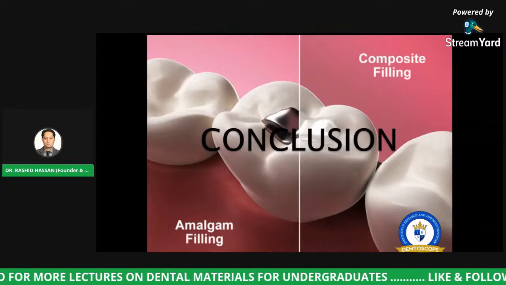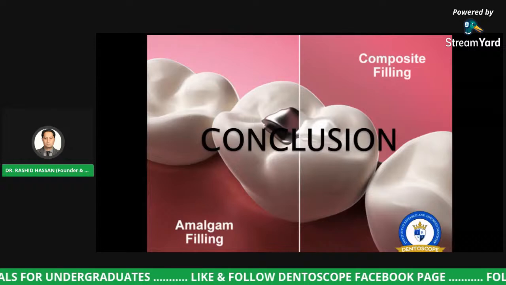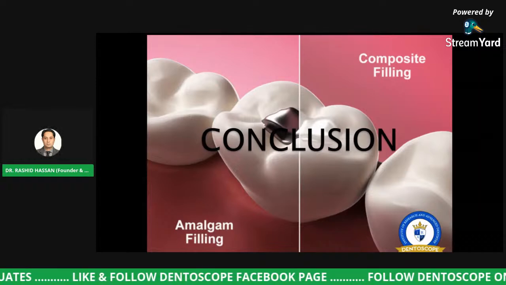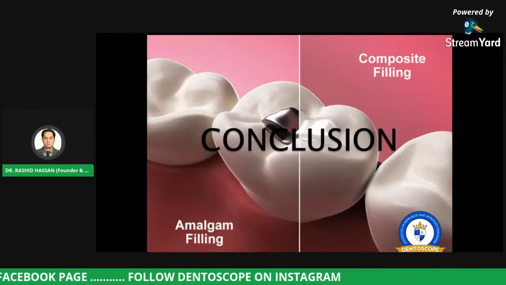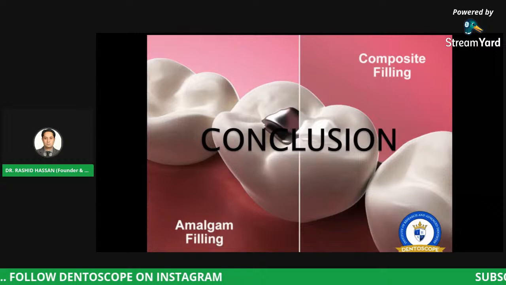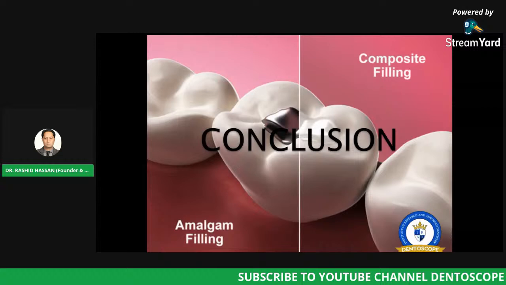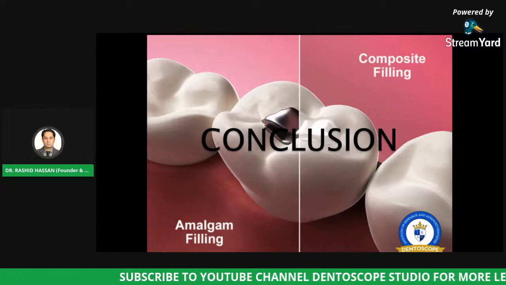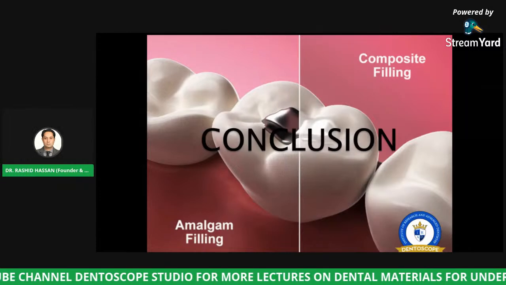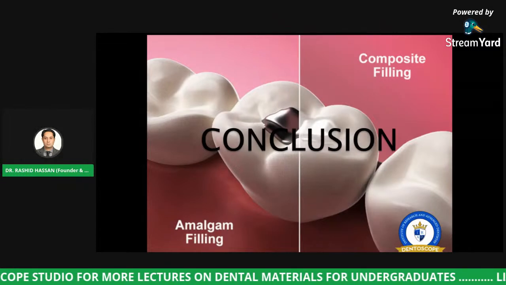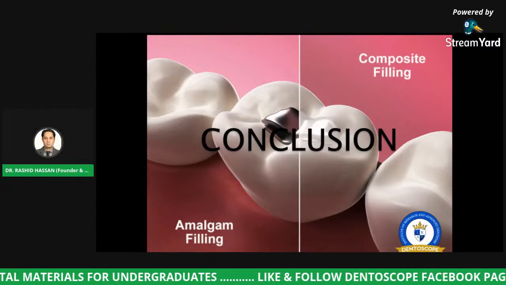The difference is that amalgam is non-aesthetic, while dental composite is an aesthetic restorative material. Amalgam has high mechanical properties. If we talk about the compressive strength, the tensile strength, hardness, the modulus of elasticity, all these values are much higher for the amalgam restoration as compared to the dental composite restoration. Then we also talked about the sealing ability, the bonding. The dental amalgam has mechanical bonding, while the dental composite has micromechanical bonding.